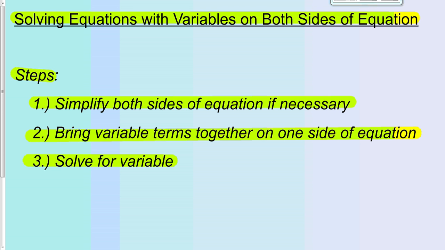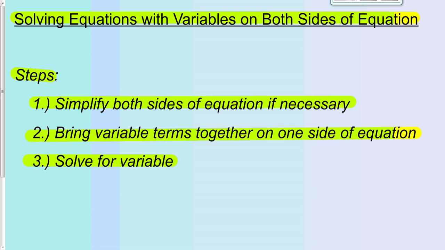Alright, today we're talking about solving equations with variables on both sides of the equation. Up until this point, we've been doing these multi-step equations to solve for a variable, but the variable has only been on one side of the equation, which makes that a little bit easier.